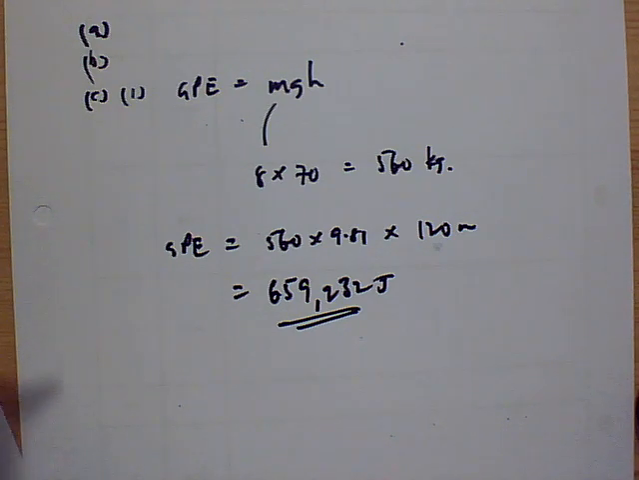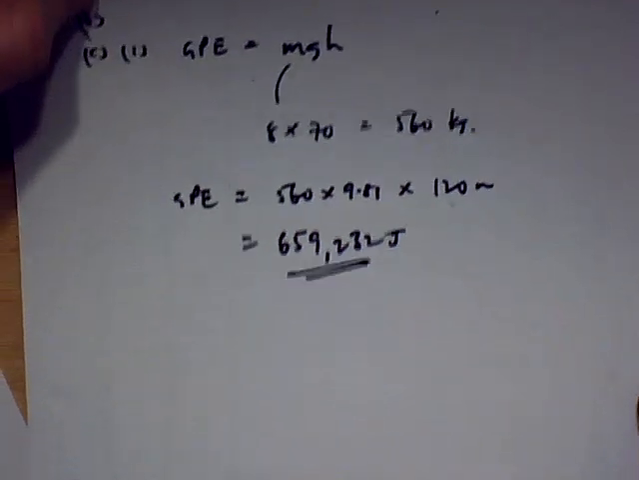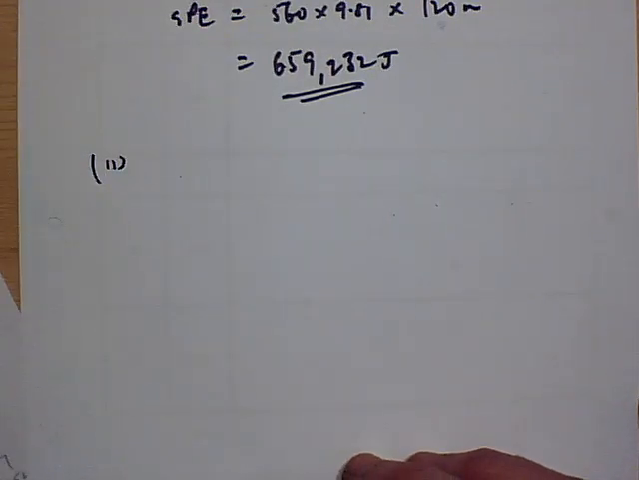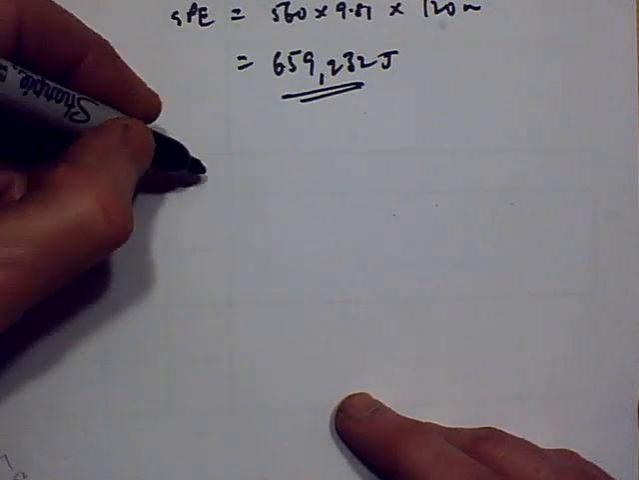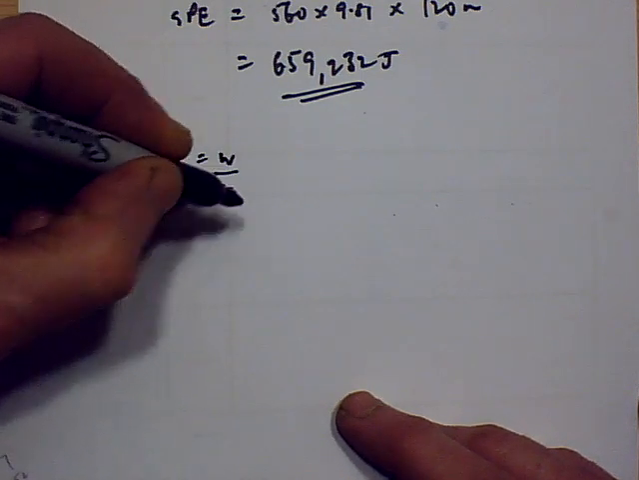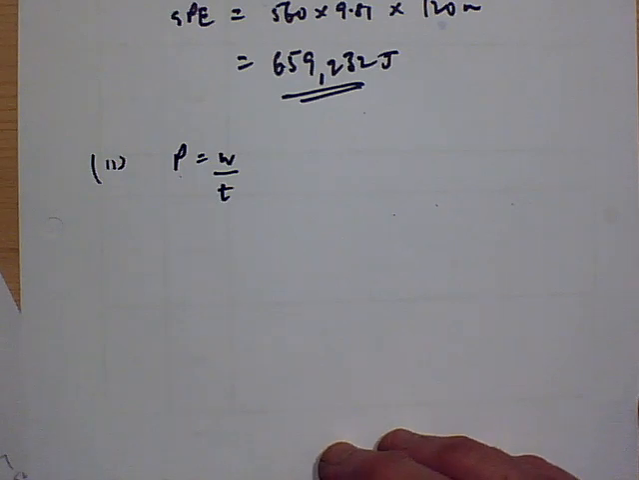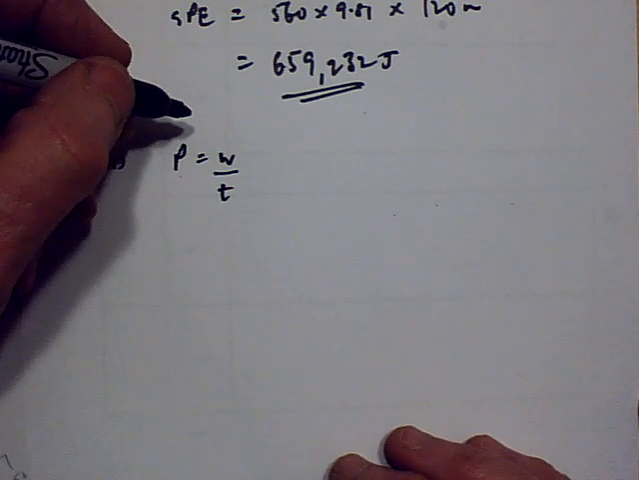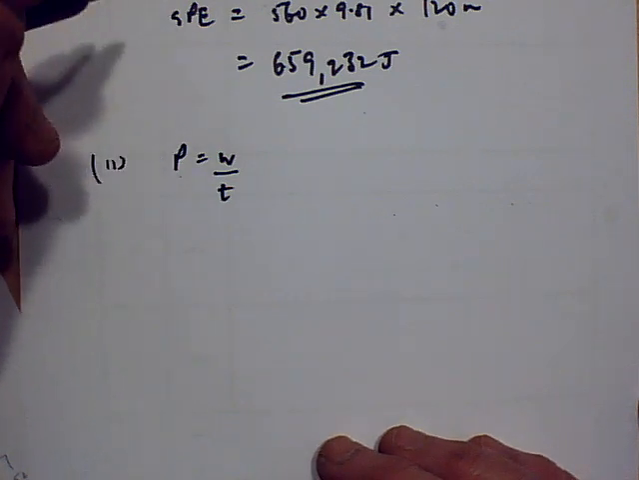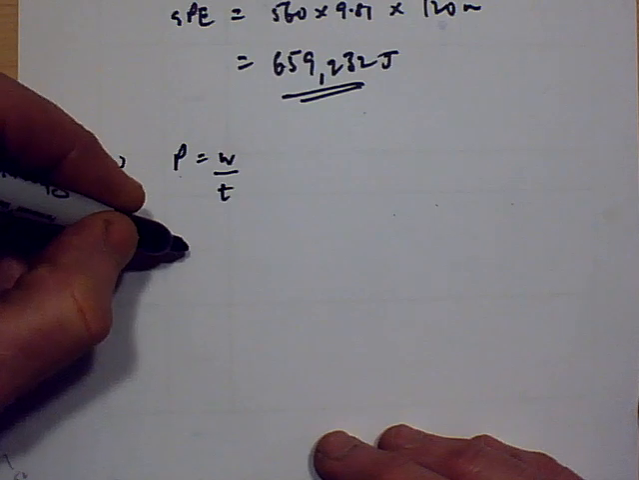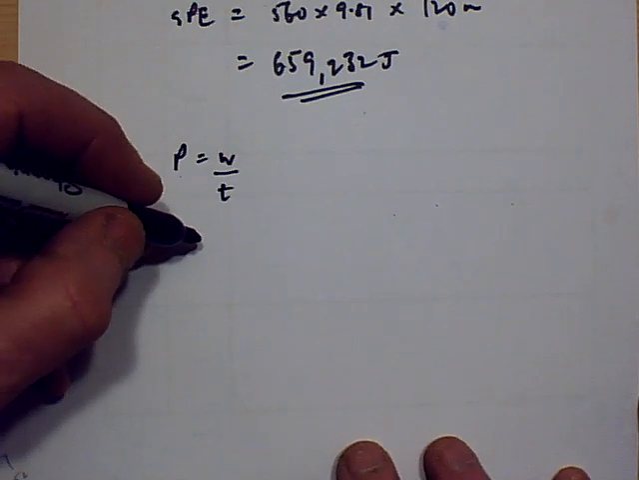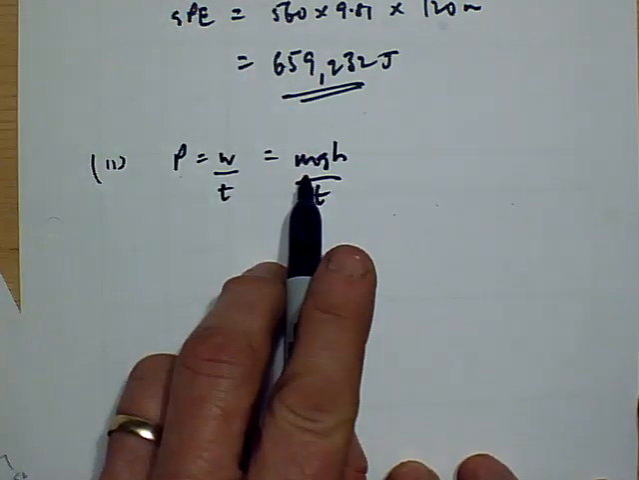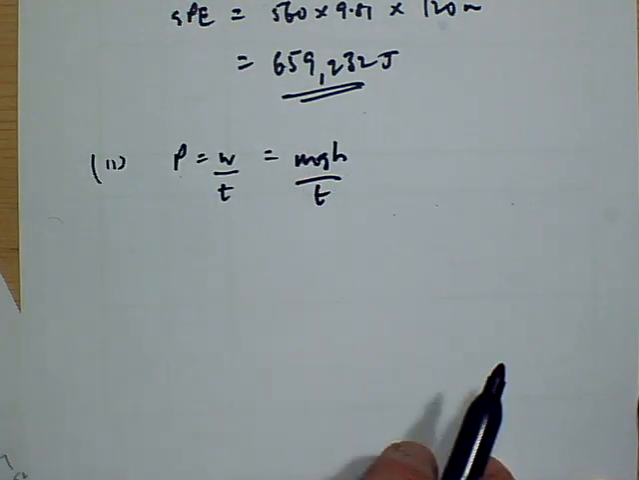Part 2 says calculate the minimum output power. Part 2, calculate the minimum output power of the electrical motor used to operate the lift. Well, power is work done divided by time. We've calculated the work done already, but unfortunately now we've got to take into account the mass of the lift as well as the people. So that is mass times gravity times height over time. We need the total mass of lift plus people times gravity times height over time.